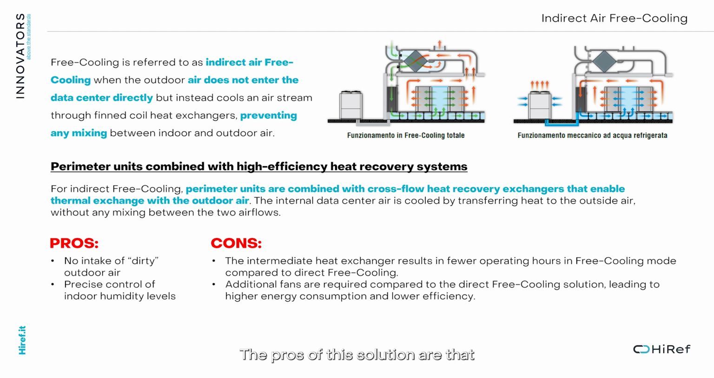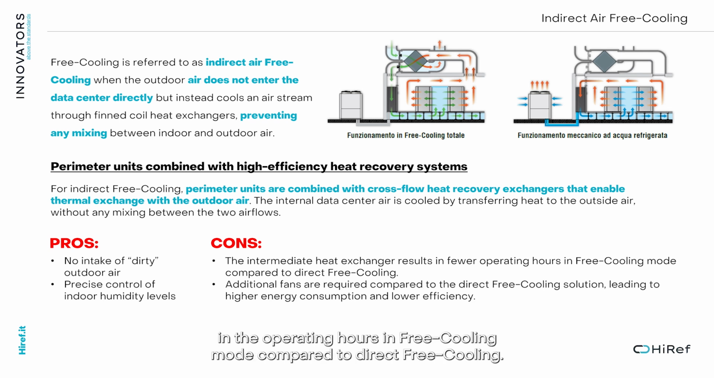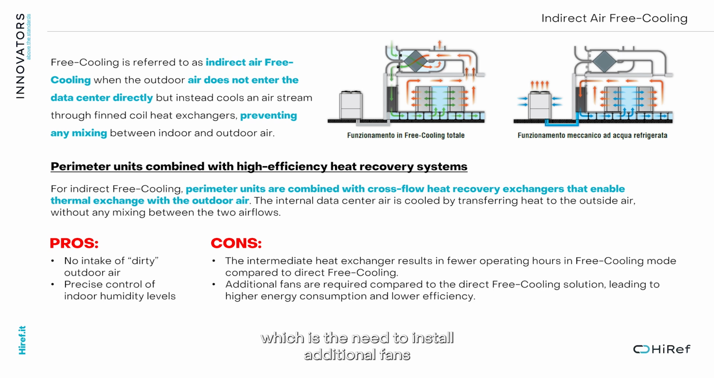The pros of this solution are that we don't have the intake of so-called dirty air from outside, and therefore we can have precise control of the indoor humidity in the room, which we cannot achieve with direct free cooling. On the downside, the intermediate heat exchangers imply a reduction in the operating hours in free cooling mode compared to direct free cooling. In addition, with this solution, we have another drawback, which is the need to install additional fans to handle the external airflow, resulting in higher energy consumption.